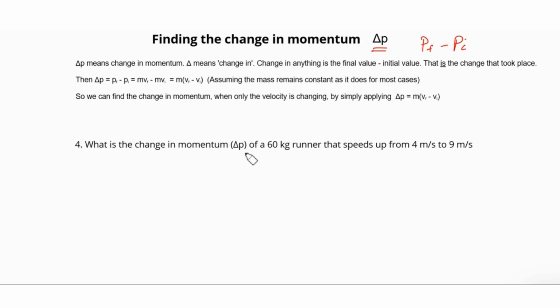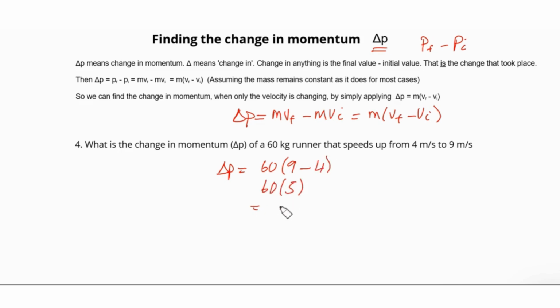So in this case, what is the change in momentum for a 60 kg runner that speeds up from 4 to 9 meters per second? Now the change in momentum would be mvf minus mvi, assuming the mass isn't changing, which we could rewrite as m times (vf minus vi). So that's the basic standard formula we could use to find change in momentum in any case. So then delta P would be 60 times vf, which is 9, minus vi, which is 4. So it'd be 60 times 5, or 300 kg·m/s.